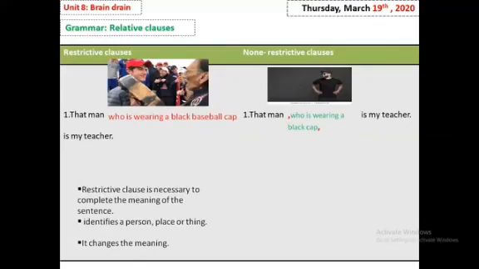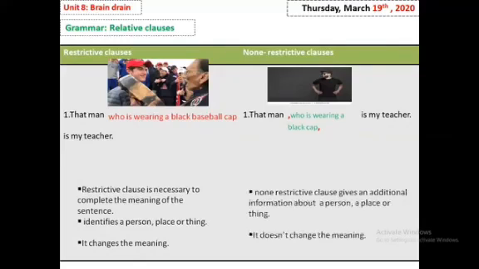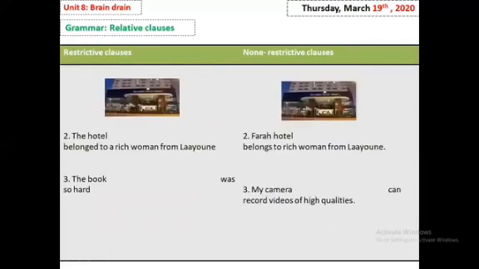The other example. Non-restrictive clauses give additional information about a person, a place, or a thing, and they do not change the meaning if we omit them. The other example: the hotel belonged to a rich man from La'youn. Farah Hotel belongs to a rich woman from La'youn.